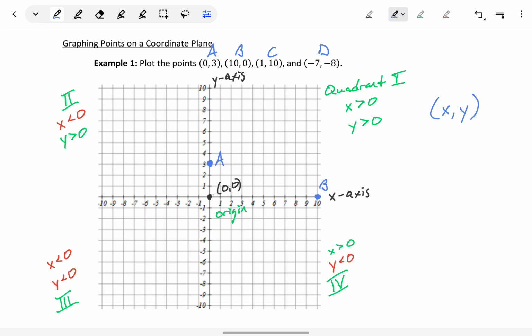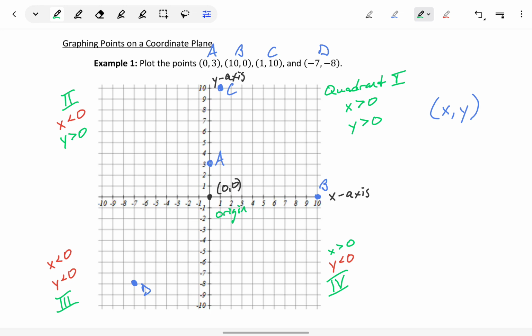For C, we would move back to the origin, move 1 unit to the right and 10 units up. And to get point D, we would start at the origin and move 7 units to the left and 8 units down. In this case, we're not looking at a line or a curve passing through these points. We're just really refreshing ourselves on how we plot xy coordinate pairs.